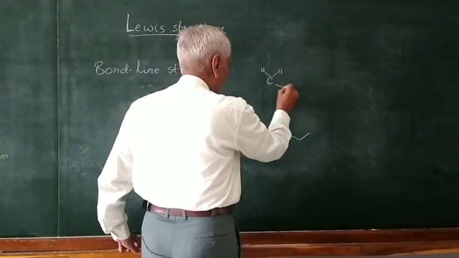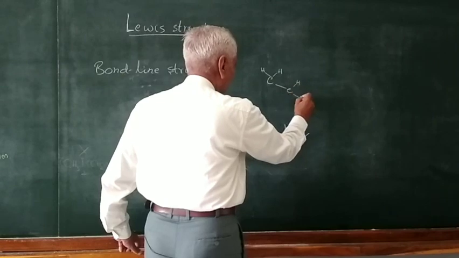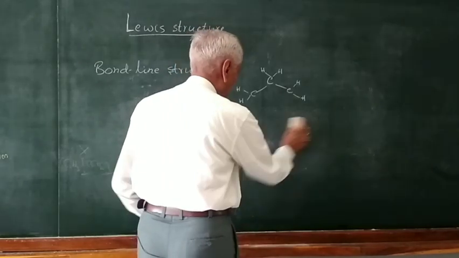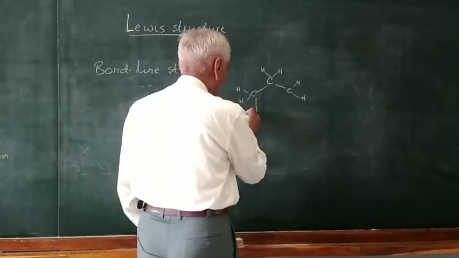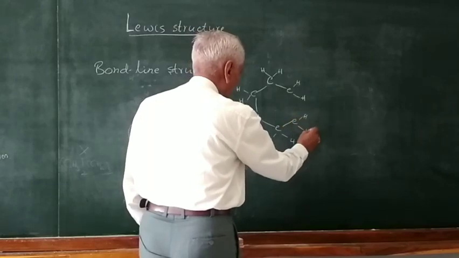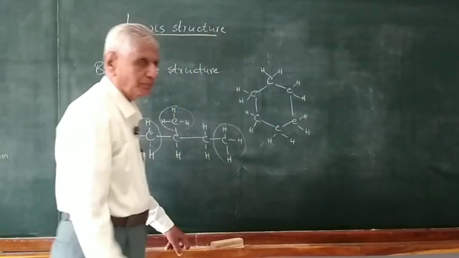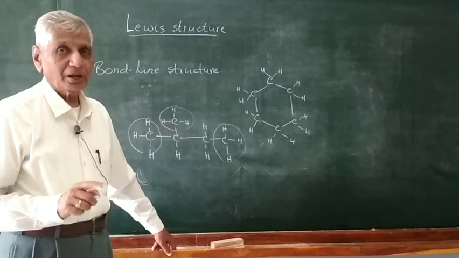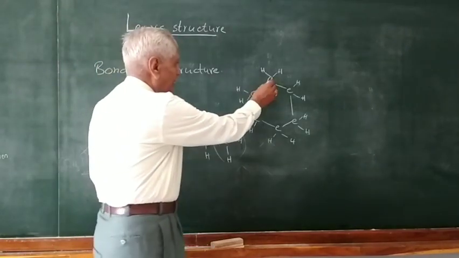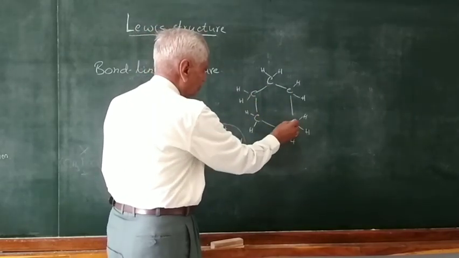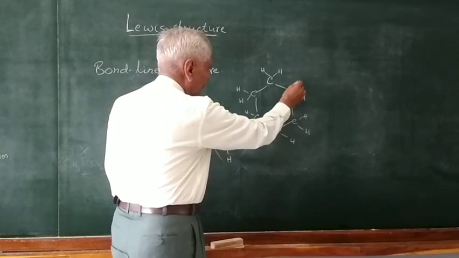CH2, CH2, CH2, CH2, CH2, CH2. Please verify the valencies of carbon. How many carbons are there? Six carbons are there. Each carbon is connected to four bonds: 1, 2, 3, 4, and so on for each carbon.